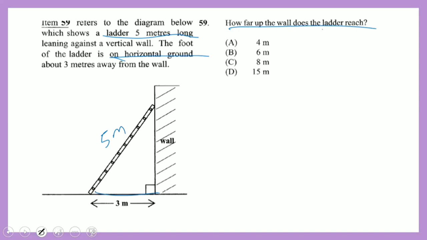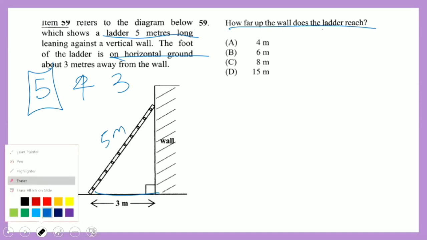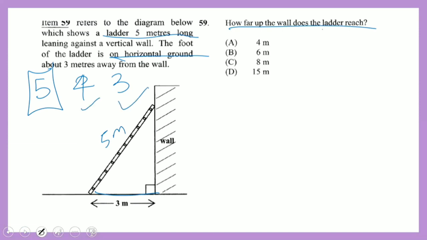Remember, I told you already that 5, 4, 3, they're what we call a Pythagorean triplet, where if 5 is the hypotenuse and 3 is one of the sides, the next side is going to be 4. If 5 is the hypotenuse and you get a question that has 4 at one of the sides, the other side is going to be 3. But anyway, let's work it out if you didn't know about this triplet.